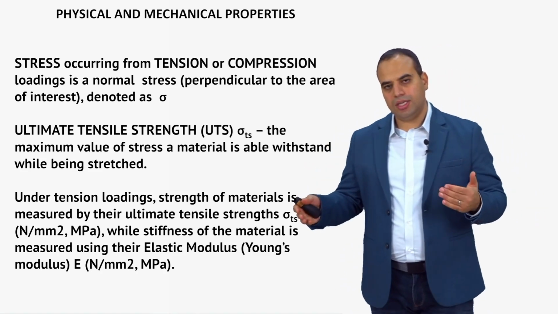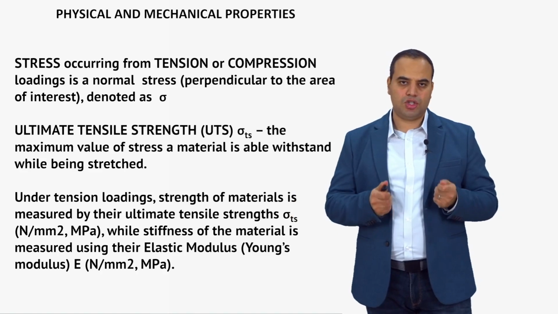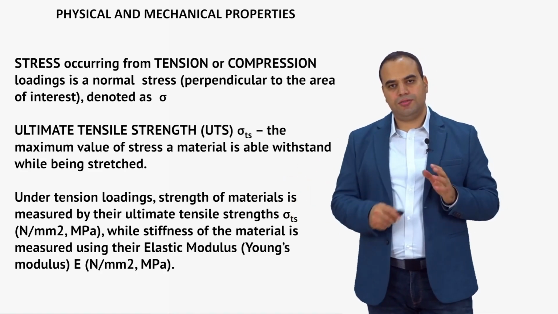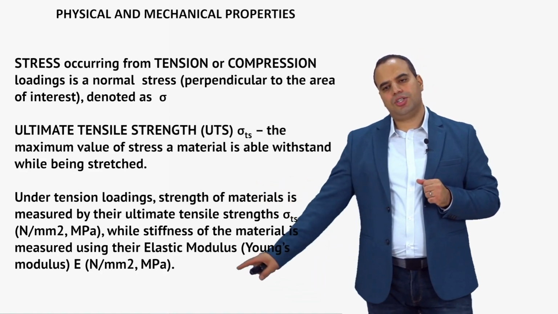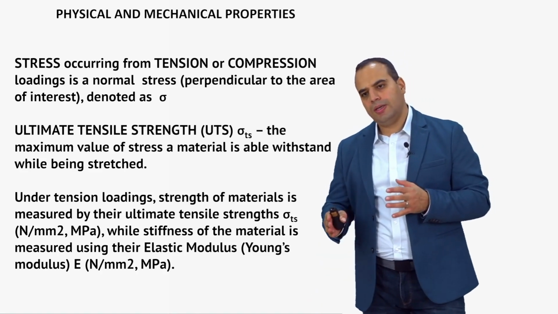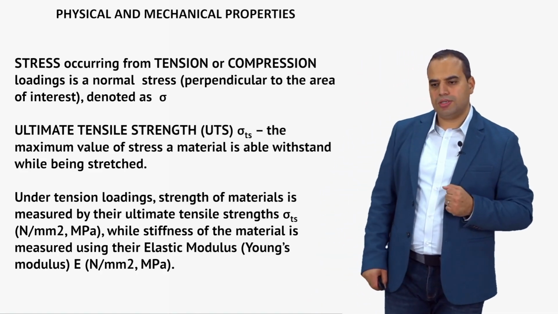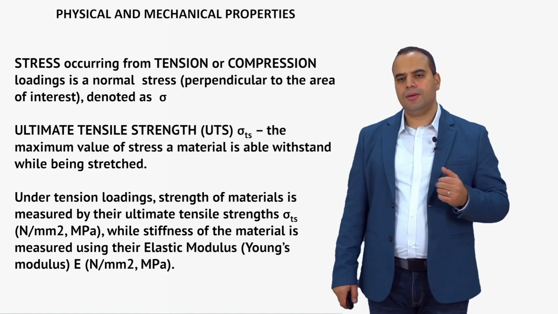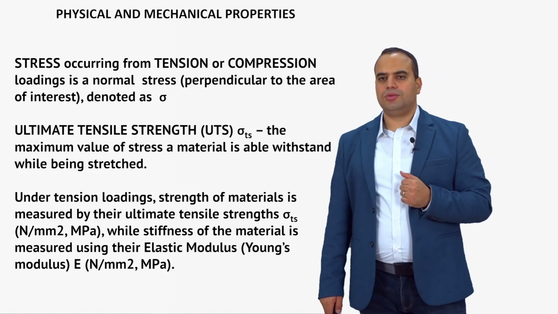So if we apply a load and the material is able to withstand its shape, that means it has a large stiffness, which is denoted again by the large E, and it's also measured by the MPa, so how many newtons per millimeter square is applied. It talks about how stiff the material is. So that's also a basic notion here.